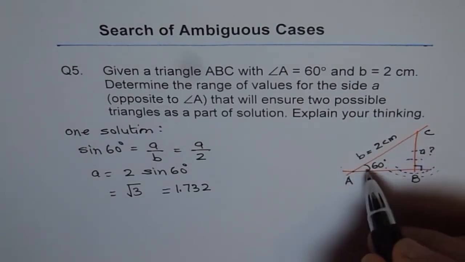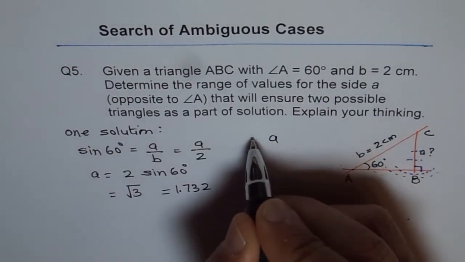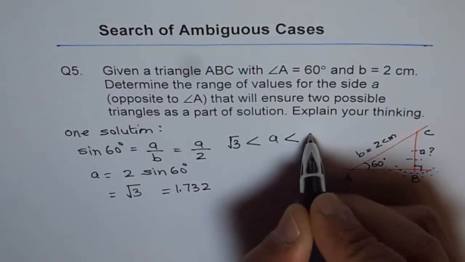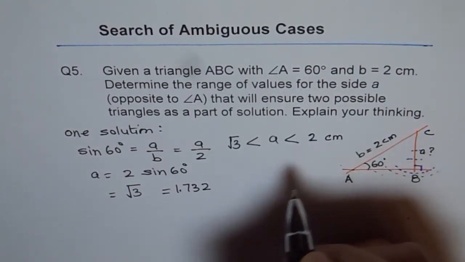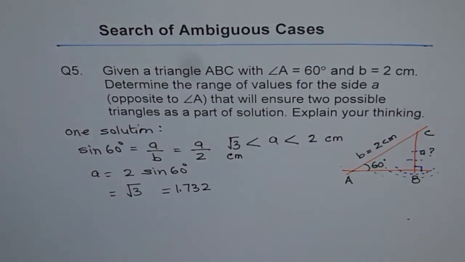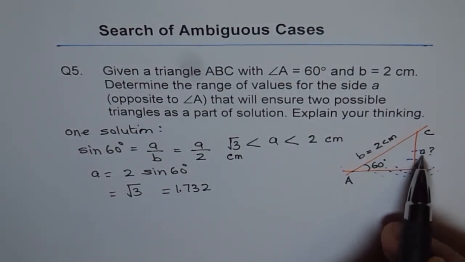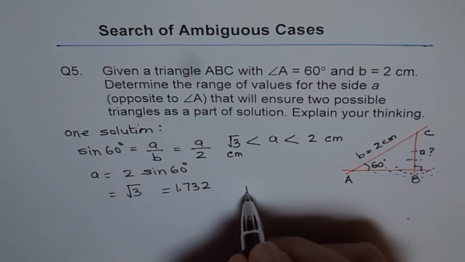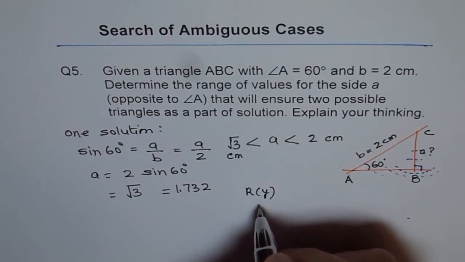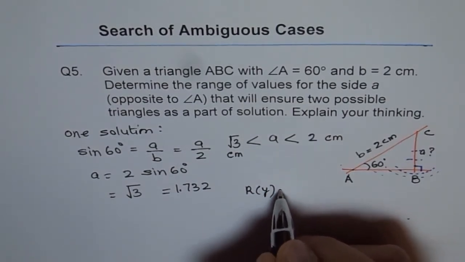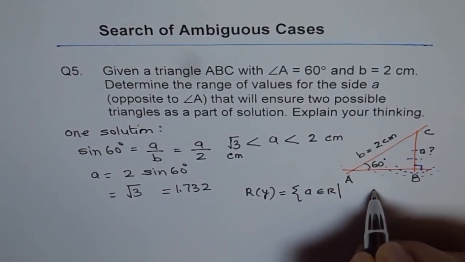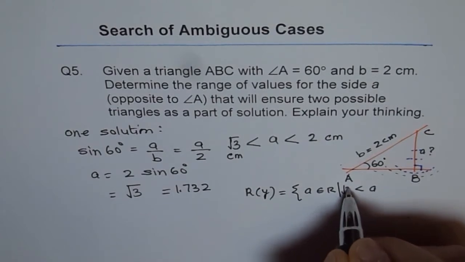So therefore the limit for A is that A should be greater than square root of 3 but less than 2 centimeters, correct? These units are in centimeters, correct? So that is our solution. That is how we can find the range of A values, and we can write this range as the range for A. Normally we write that A belongs to the real numbers, so that A is greater than square root of 3.